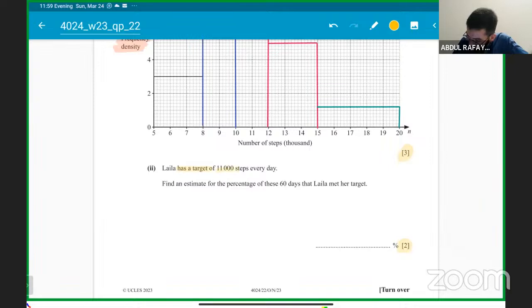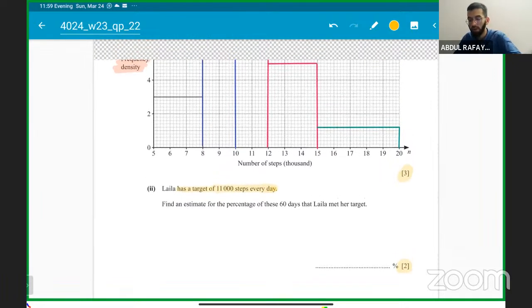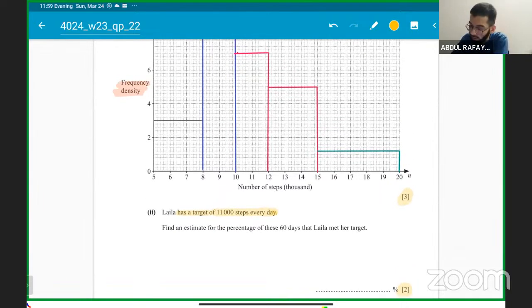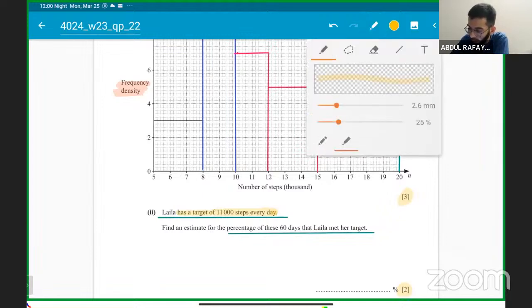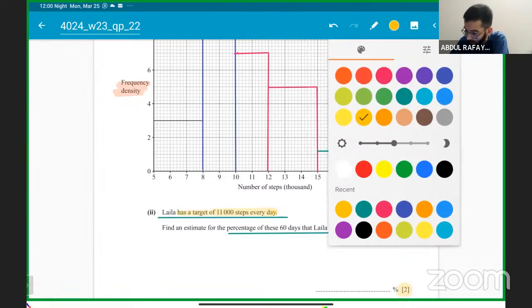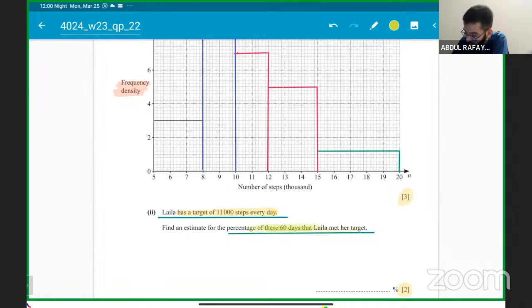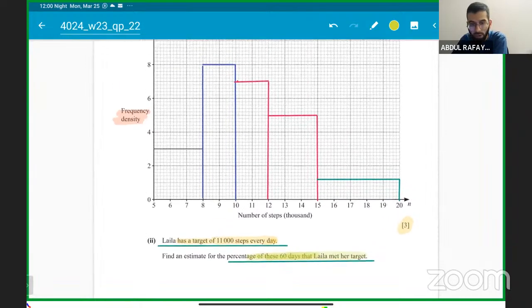Leila has the target of 11,000 steps every day. So basically we are saying that Leila will have a target of 11,000 steps every day. We have to find an estimate for the percentage of these 60 days that Leila meets her target. How many days does Leila meet her target? We have to find the estimate for the percentage that Leila is meeting her target.